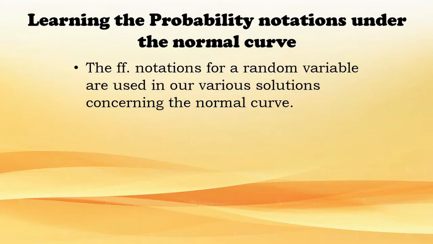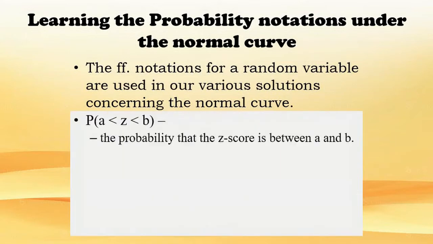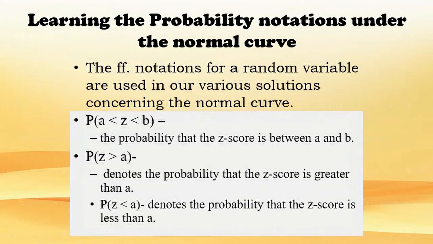P(A < Z < B) is the probability that the Z score is between A and B. P(Z > A) denotes the probability that the Z score is greater than A. P(Z < A) denotes the probability that the Z score is less than A.